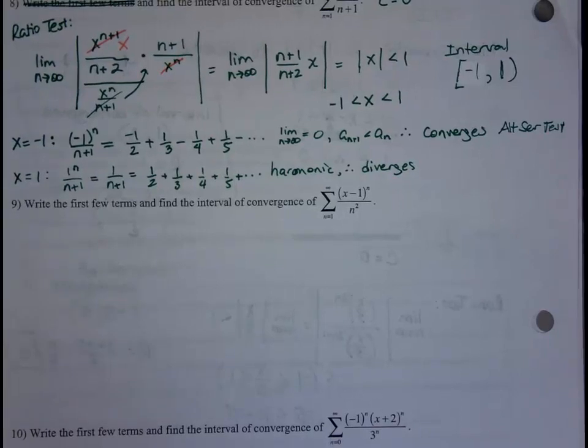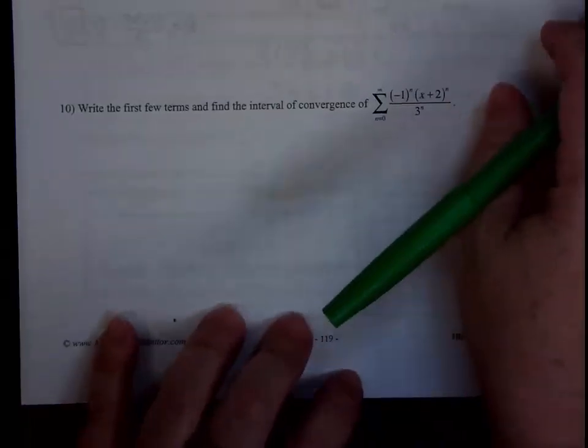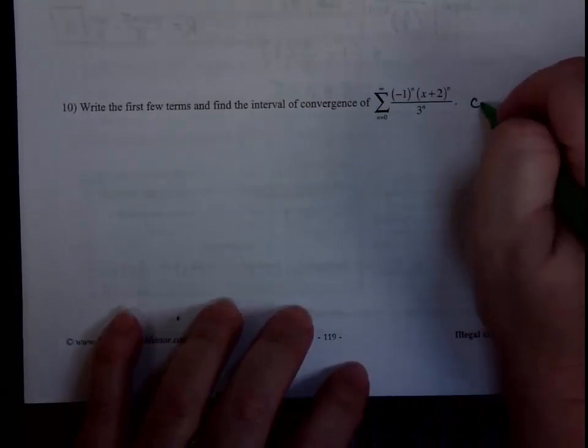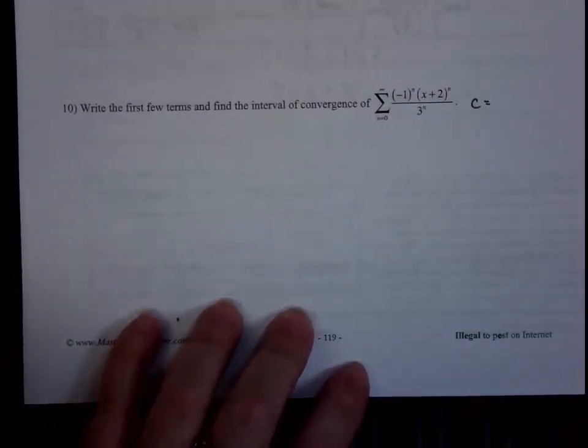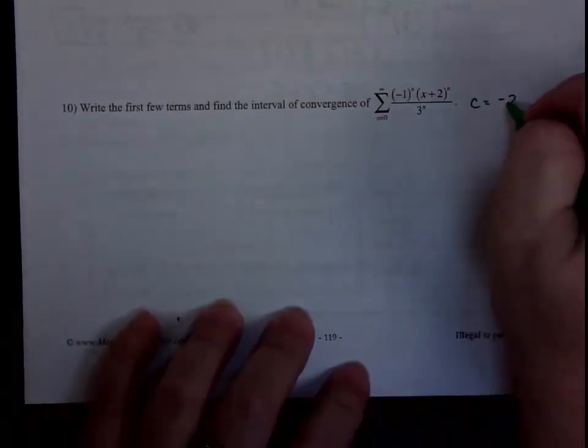All right, let's do number 10, because it's kind of ugly. We're going to use a different test, because I actually did this problem one way, and one of my students first period said, why don't you use a different test? And his test was easier. So we're going to do it that way. What is C for number 10? -2. It is -2. Very good.